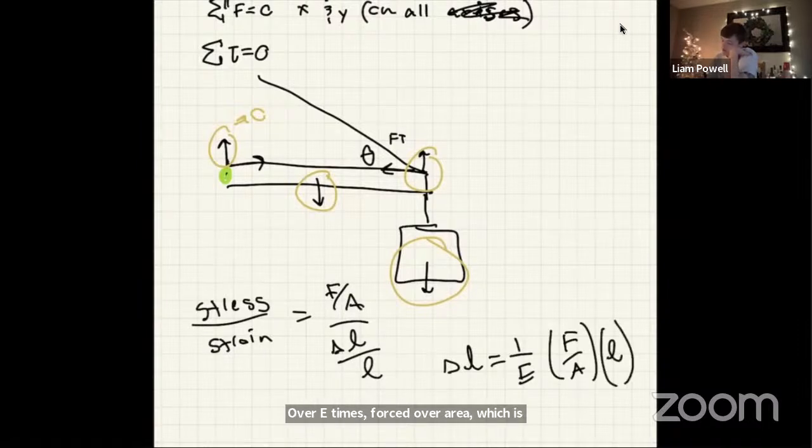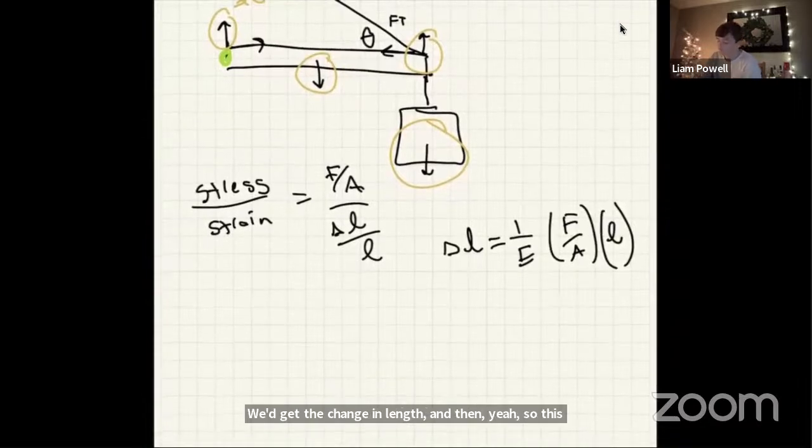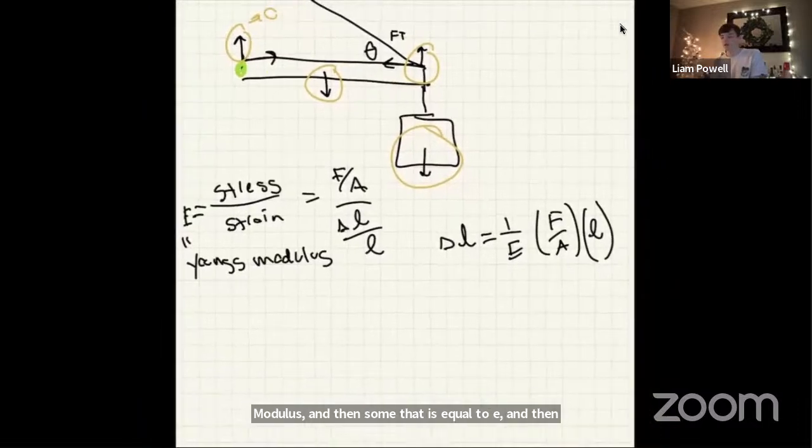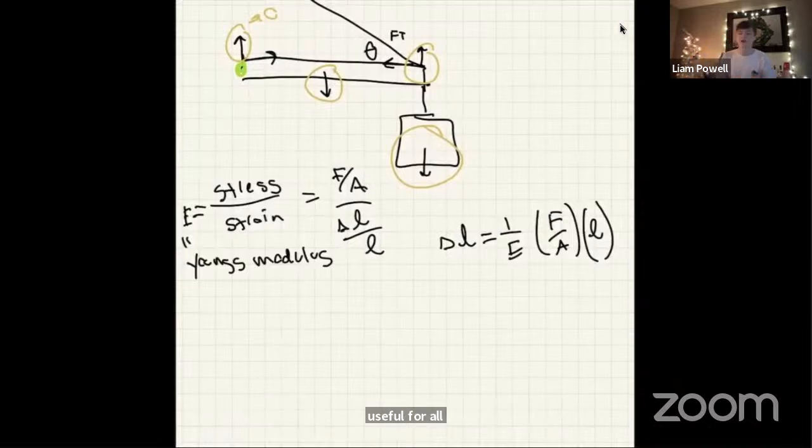And then if we divide by L, we would get the change in length, so that is equal to E, which is Young's modulus. That's the formula that we can use, and it is useful for all types of materials, not just strings. That gives us the amount that it can stretch and stuff like that.